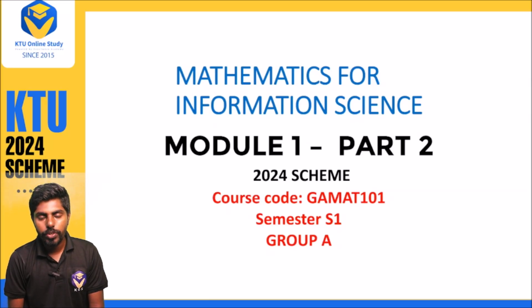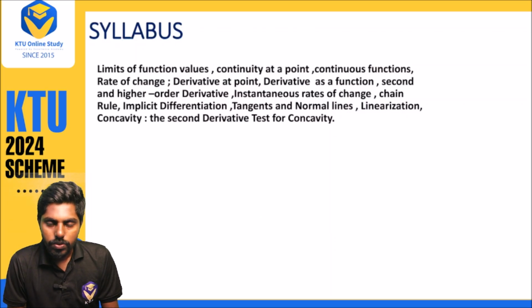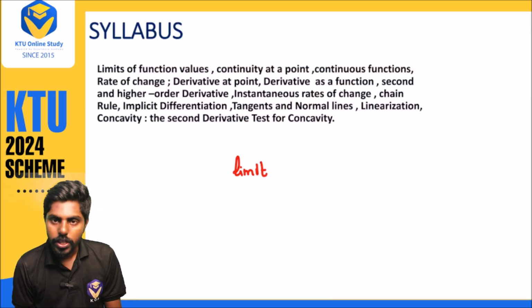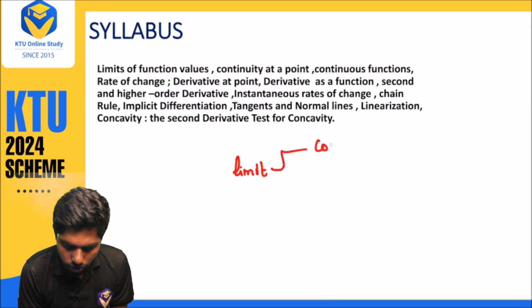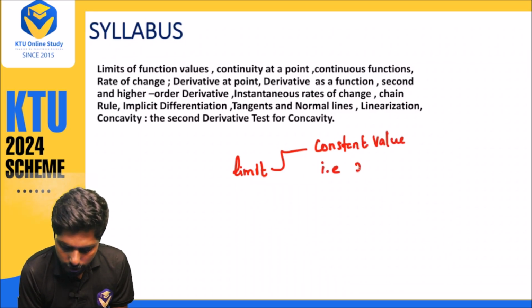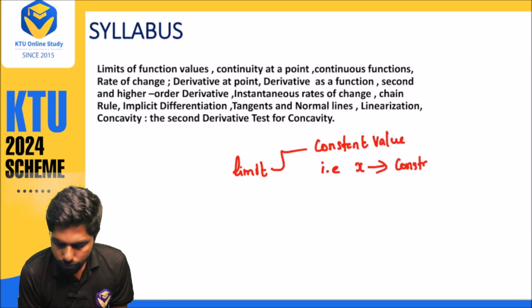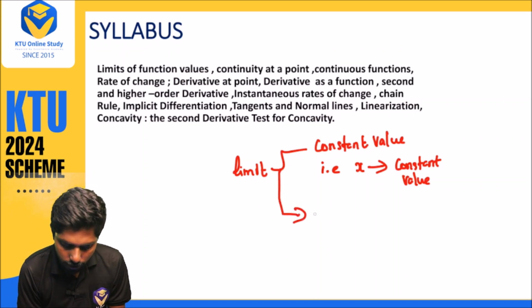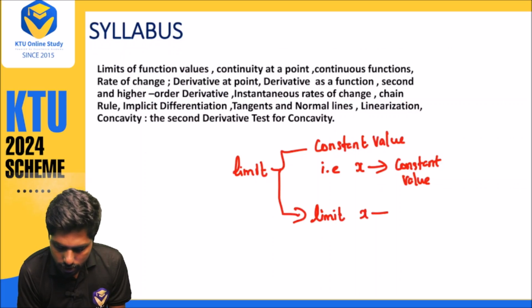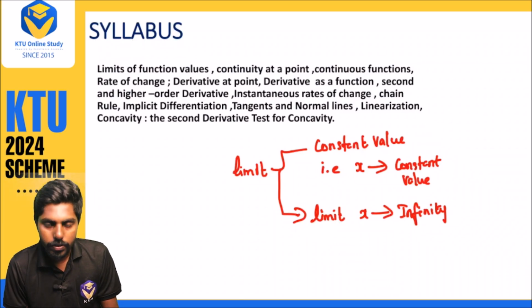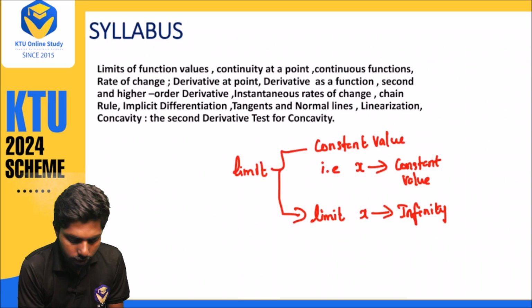So today is part 2 video of Scheme 2024 Group A Module 1. In previous classes, what topic have we covered? We have covered the topic of limit. In limit, we learned about x approaches to a constant value. That is one topic we have seen, and we also saw the limit when x approaches infinity. These are the two concepts we have seen, and from here you can expect 3 more questions compulsorily.